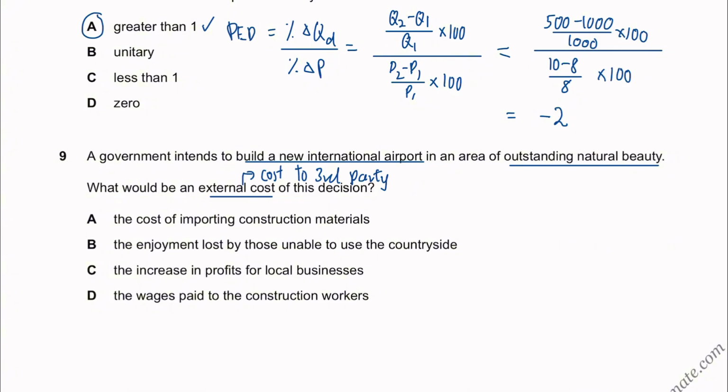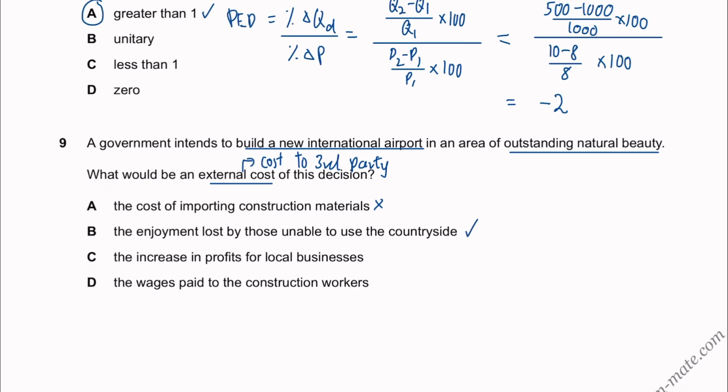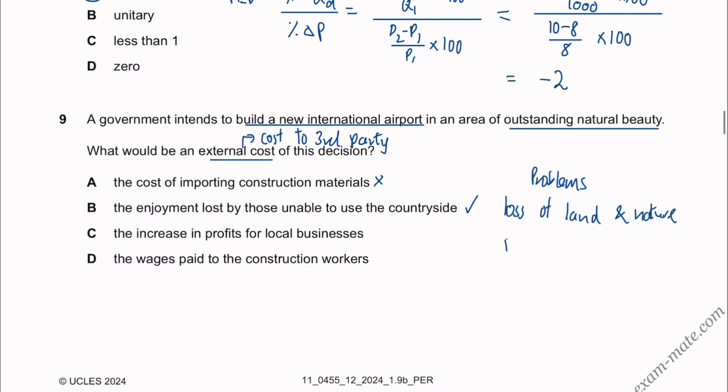Cost of importing construction materials. This is not an external cost. Increase the enjoyment lost by those unable to use the countryside. This is correct, because after you build a new airport, problems will arise, such as loss of land and nature. And then you may cause some environmental pollution.